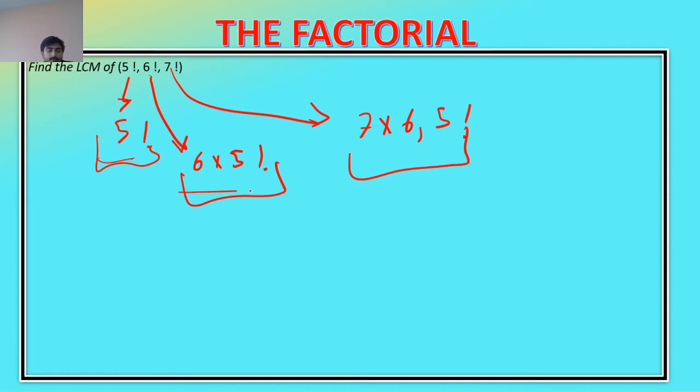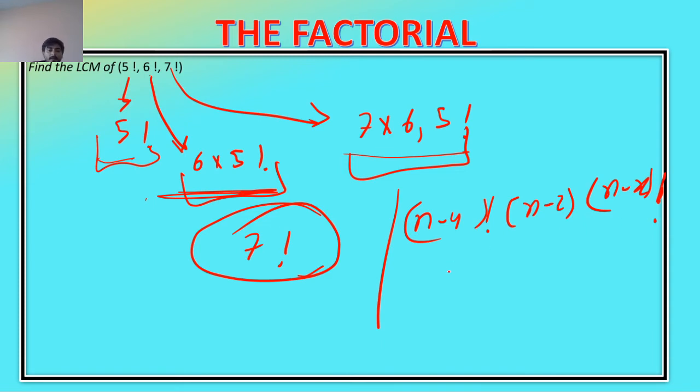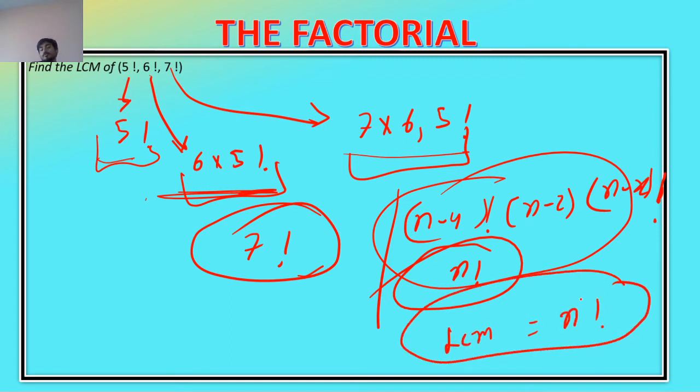Then 5 factorial into 6 will give us 6 factorial. Again that into this. So actually if we see, all these numbers are a factor of 7 factorial, right? Hence LCM of 5 factorial, 6 factorial, 7 factorial will be 7 factorial. So in this case we understand that if you have n minus 2 factorial, n minus x factorial, and then finally we have n factorial, the LCM of these all will be equal to n factorial. So whichever is the highest number in factorial, that will be the LCM. Is it clear?